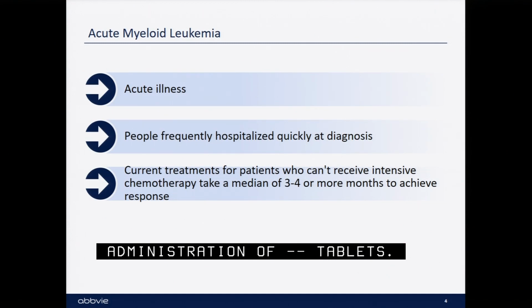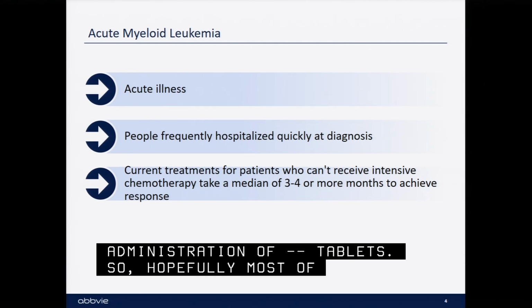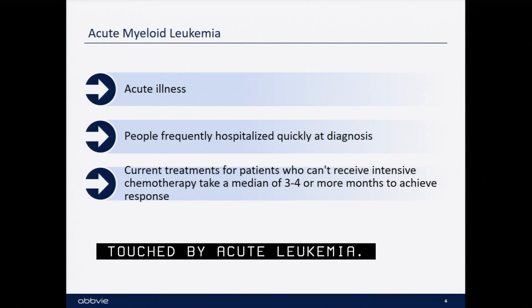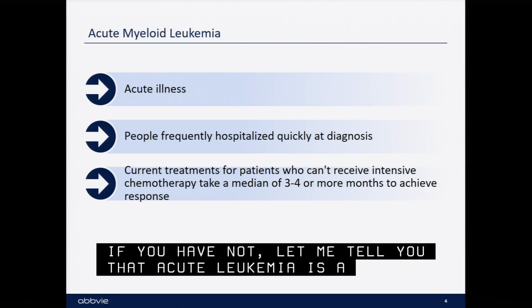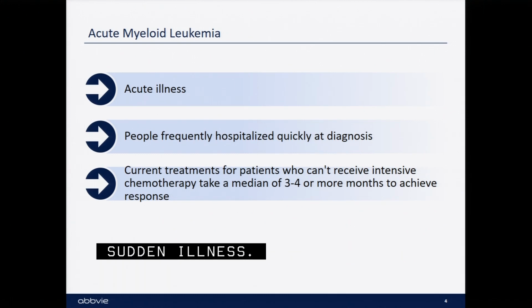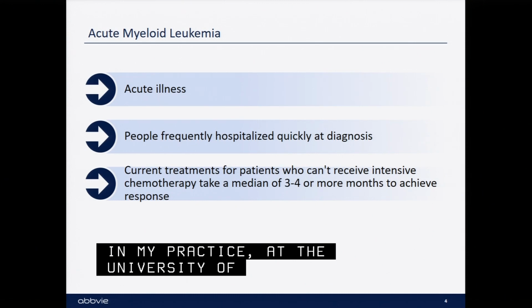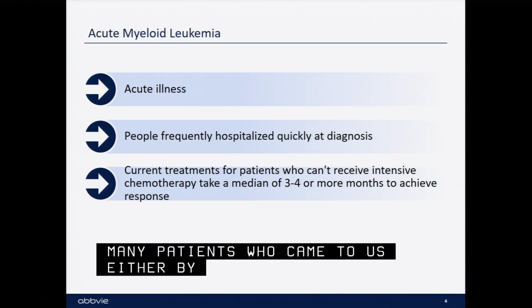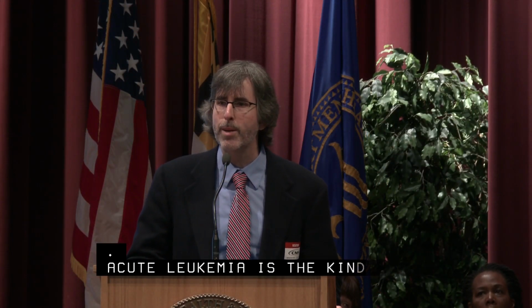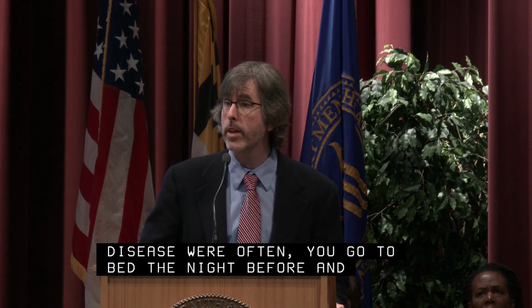Hopefully, most of you have not had yourself or your family touched by acute leukemia. If you have not, let me tell you that acute leukemia is a very sudden illness. In my practice at the University of Kentucky, I saw many patients who came to us either by ambulance or by life flight. We're a rural state. But acute leukemia is the kind of disease where often you go to bed the night before in relatively normal health and wake up the next day with a life-threatening illness.